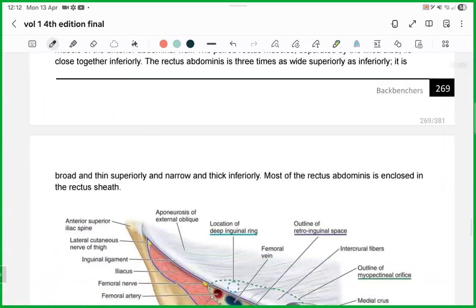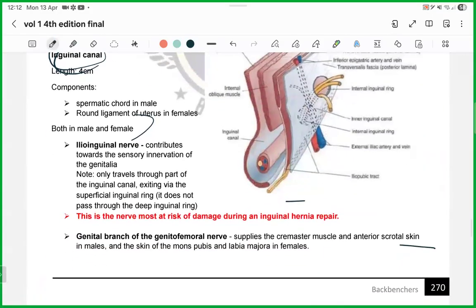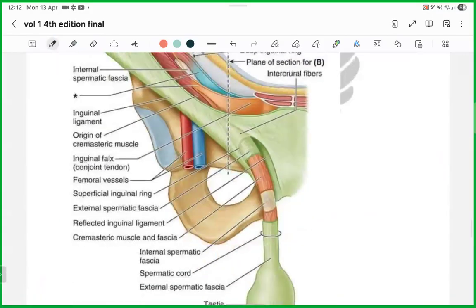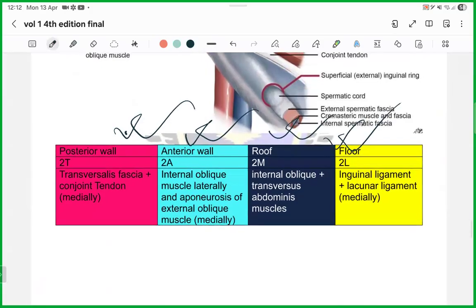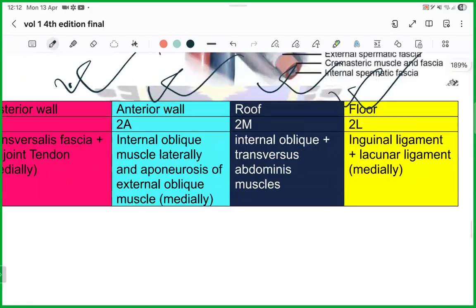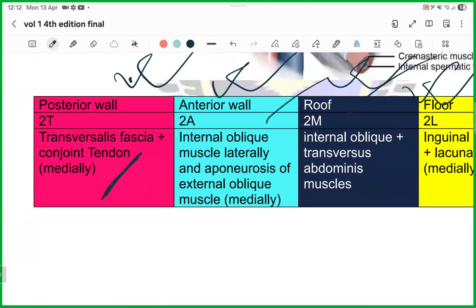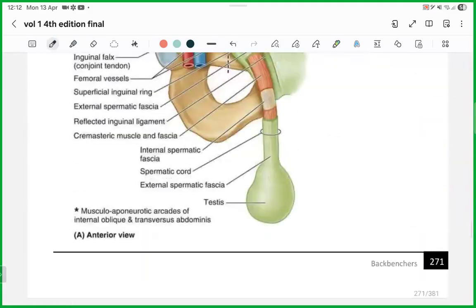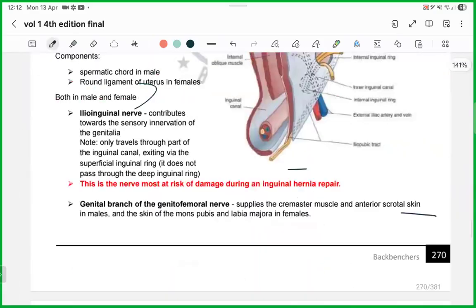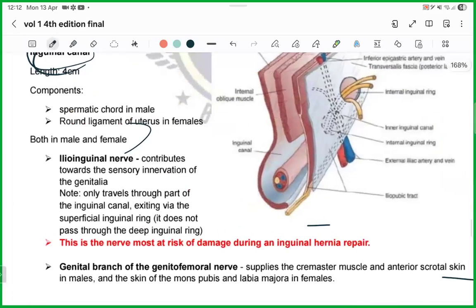Then here is your inguinal region, inguinal canal. First, you need to know the boundary, which I have shown you in 3D. So that's what is written here: anterior wall, roof, floor, posterior wall. And content: ilioinguinal nerve, genitofemoral nerve, and of course spermatic cord and round ligament of uterus.